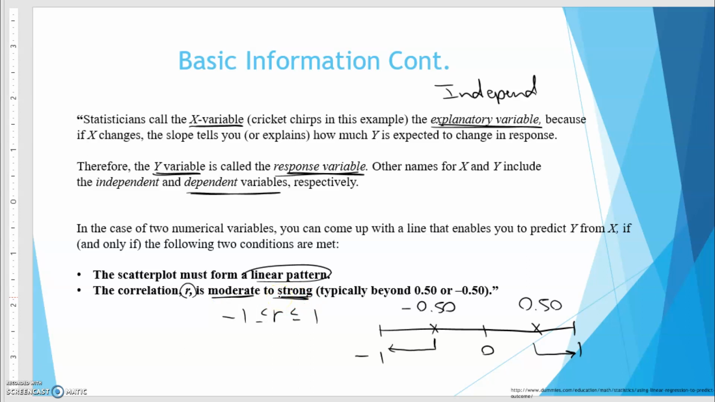And then if you have an R that is moderate to strong, as well as a scatter plot that looks like a linear pattern, then you can make predictions.